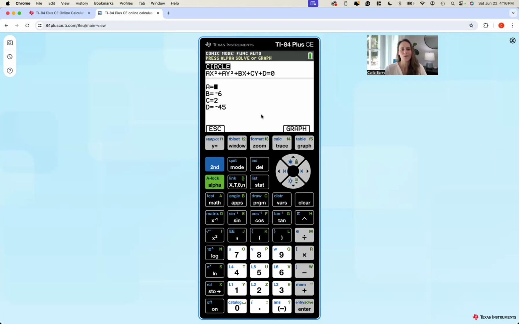And here, this is the only app that actually tells you what to do. Do you see how it says there in the yellow, press alpha solve or graph? After you enter the A, B, C, D terms from your question, you can either press graph and then trace and move around and see the coordinates for X and Y, or you can press alpha and then enter. So we have the center and the radius without needing to complete the square. Alpha, enter gives us a center and the radius.